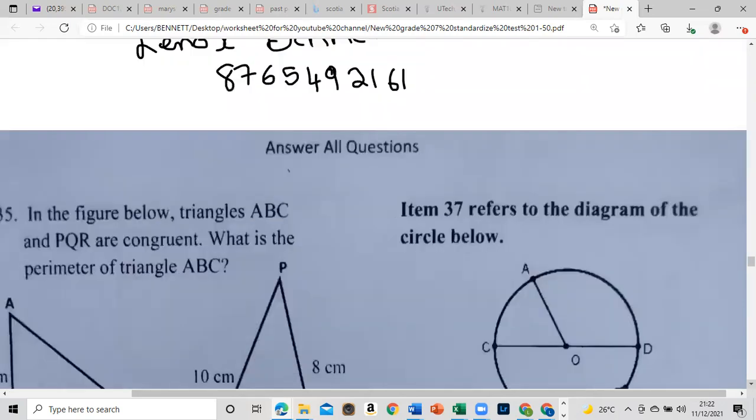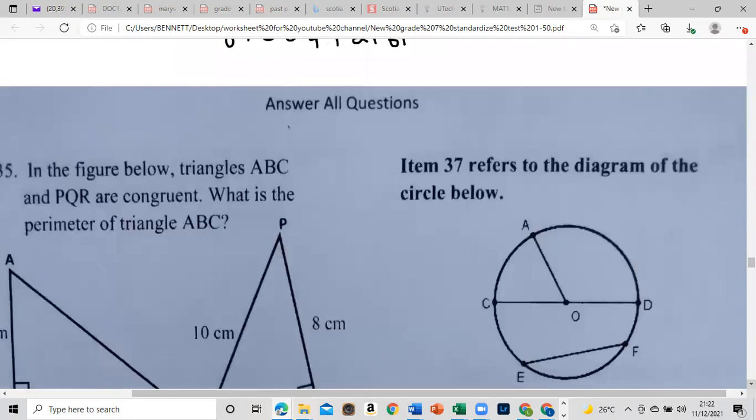Alright, in the figure below, the triangles ABCD and PQR are congruent. What is the perimeter?